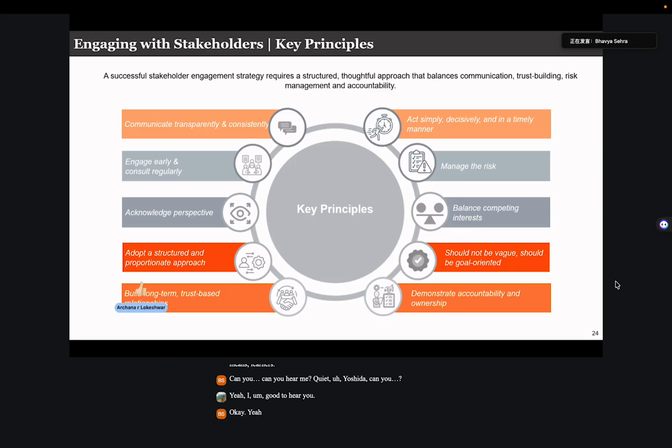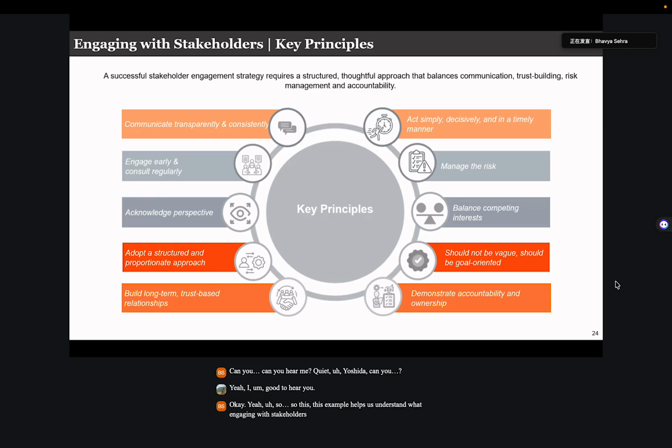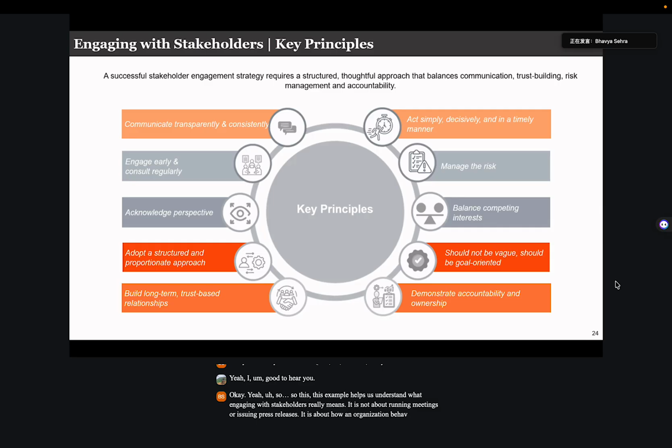So this example helps us understand what engaging with stakeholders really means. It is not about running meetings or issuing press releases. It is about how an organization behaves when stakeholders are anxious, affected, or watching closely. And that is why stakeholder engagement must be guided by clear principles.